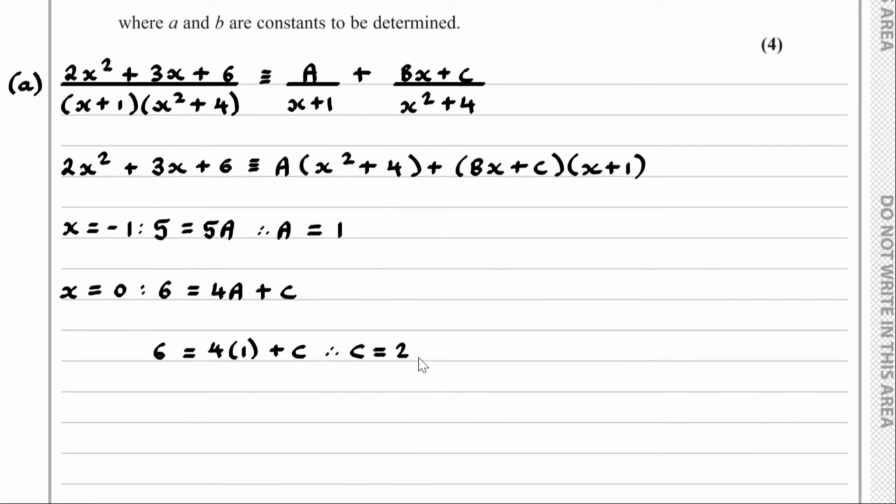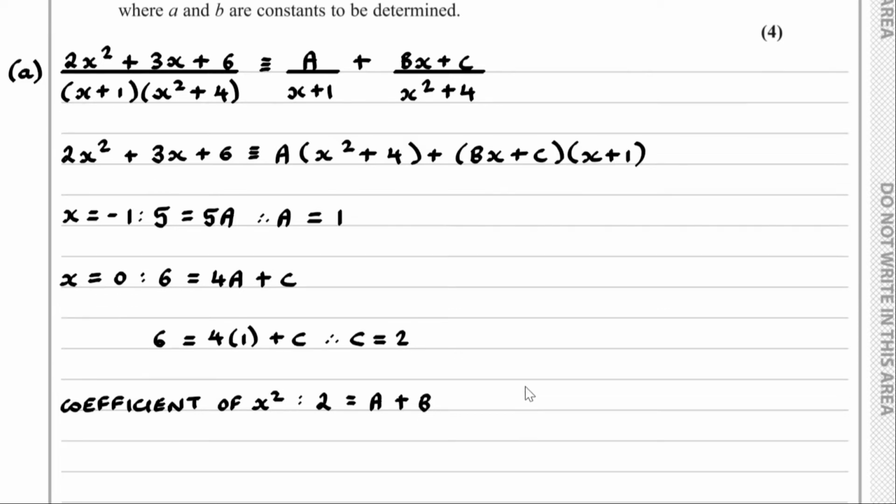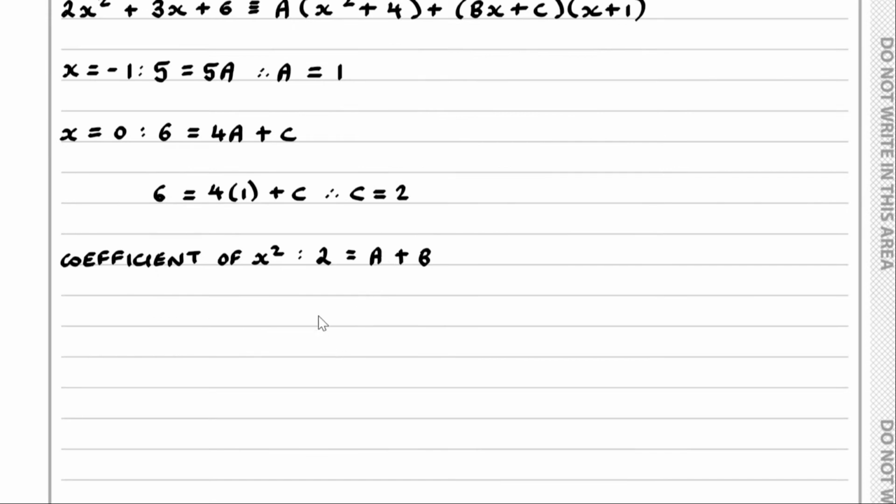So I've found out what a is, I know what c is, I need to somehow find out what b is. And to find out what b is, we could take a look at the coefficient of x squared. On the left hand side I've got 2x squared, and on the right hand side I have a times x squared plus bx times x, so the coefficient there is just b. And knowing that a is equal to 1, I have 2 = 1 + b, in which case we can see b is equal to 1.